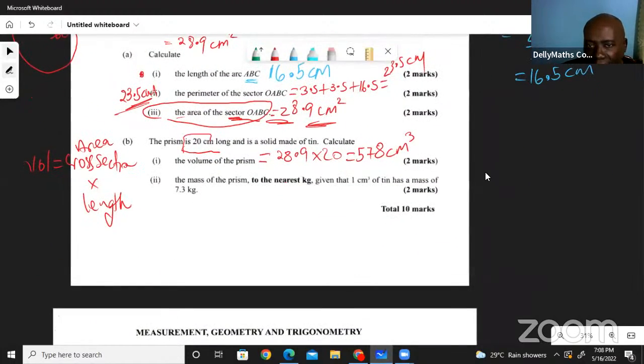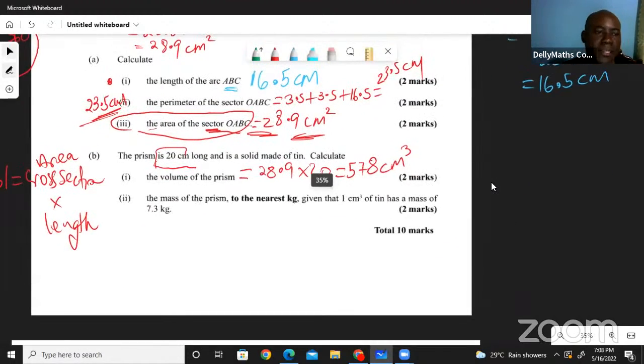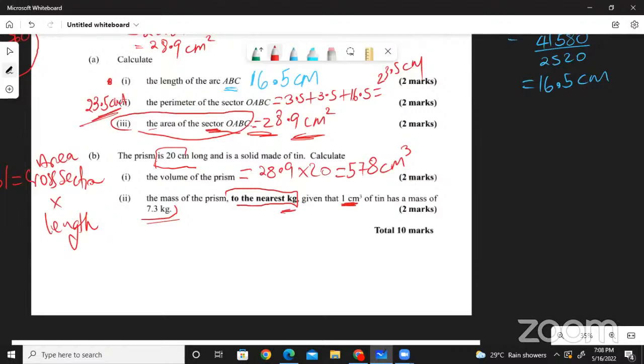Now, to finally write out the question, they want the mass of the prism to the nearest kilogram. I think I said kilometer just now, so let me reread. The mass of the prism to the nearest kilogram, which is kg, given that 1 cm cube of tin has a mass of 7.3 kilograms.